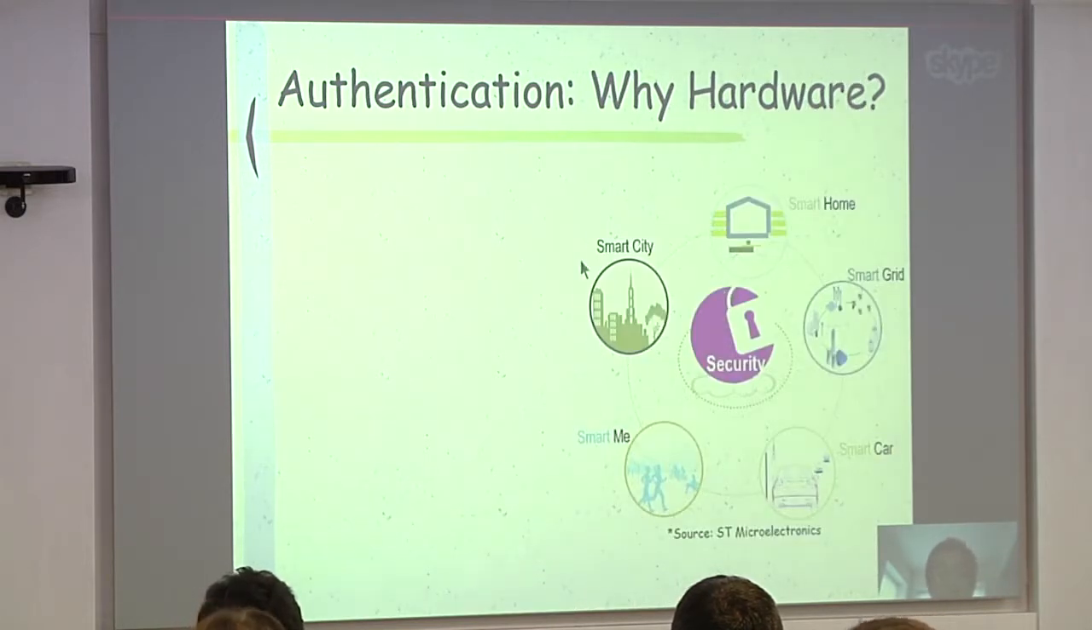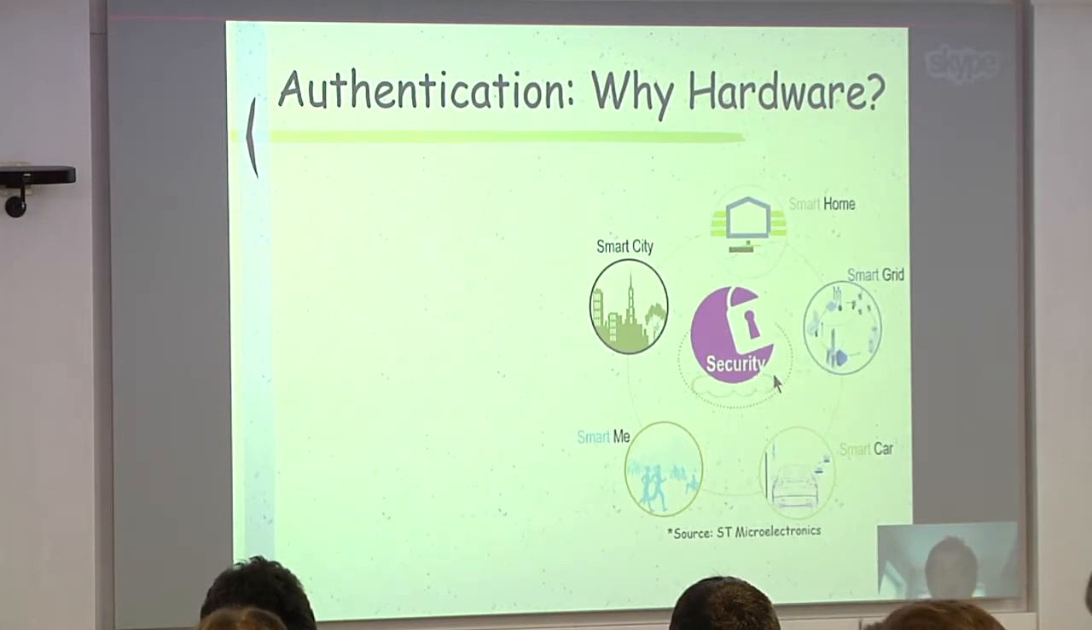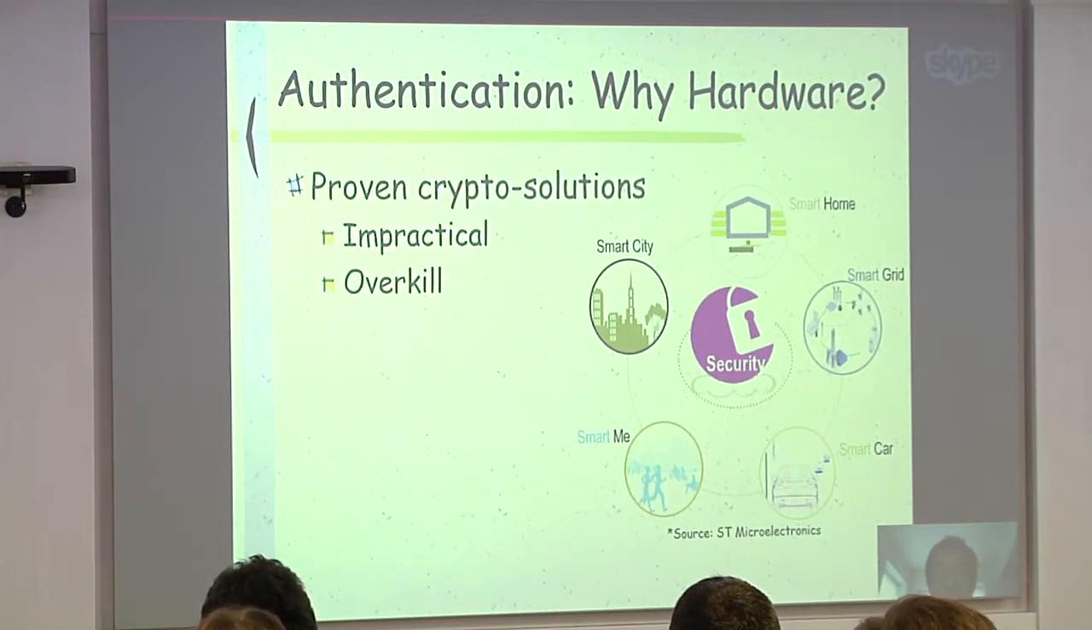So this is the original figure. If you recall, it is very similar to the very first slide, and it comes from ST Microelectronics. In the middle of this Internet of Things, they don't have IoT here. They have actually put security. It just shows you how security is centered in IoT. And when we do authentication, we'll see, okay, we already have a lot of these proven crypto solutions for authentication. So why is it new for IoT applications?